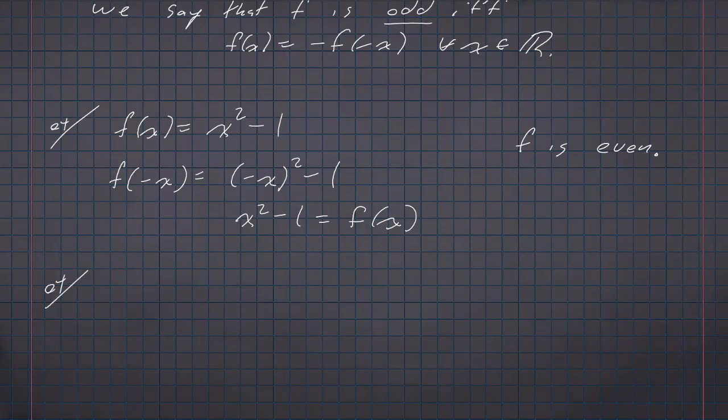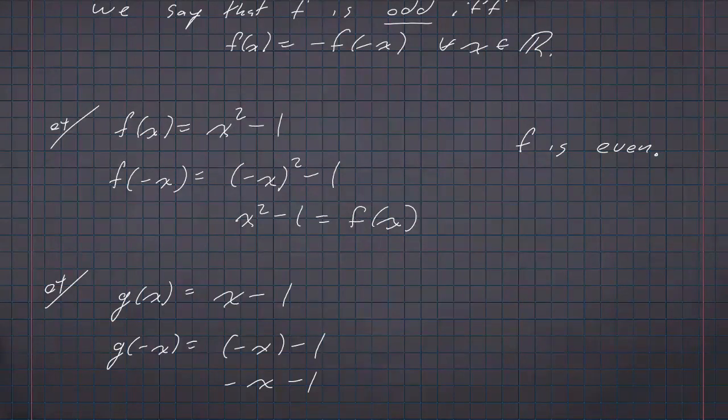As another example, let's consider g of x as, say, x minus 1. If we evaluate g of the opposite of x, we get the opposite of x minus 1, which is just the opposite of x minus 1. That's not what we started with. That's not the opposite of what we started with. G is neither even nor odd.